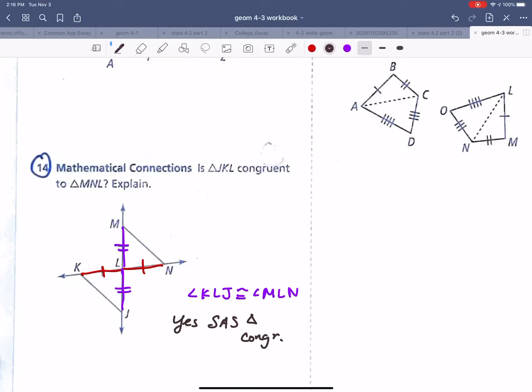And then we have vertical angles. This angle is equal to this angle because of vertical angles. So if I look at the way my evidence spells, I go first side, then the angle, then the second side. That definitely spells side-angle-side triangle congruence. Those are the exact same triangle.